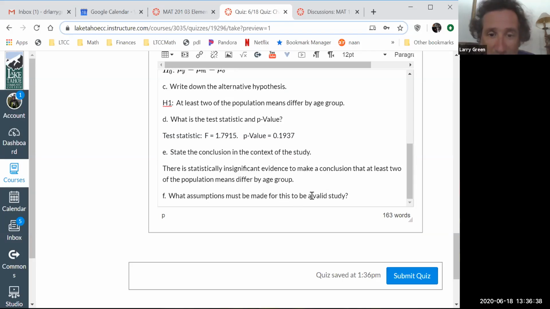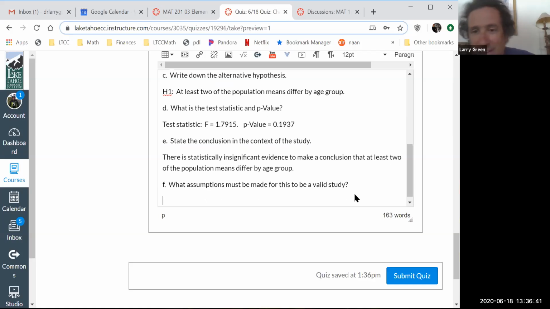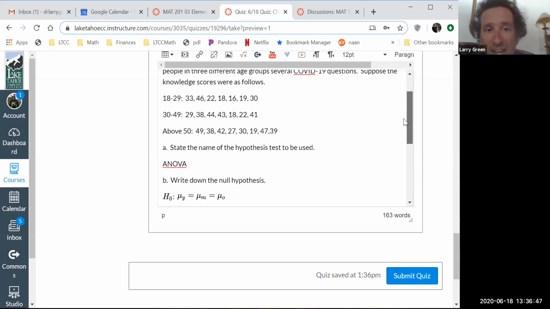Okay, now what assumptions must be made for this to be a valid study? First thing, looking at the sample sizes, are there any assumptions after looking at the sample sizes? I think we can assume the 5 rules of ANOVA. 1, all of the population distributions are approximately normal. Sorry, I wrote sample. Yeah, so it's the distributions of the populations for each of the 3 age groups will be approximately normal.